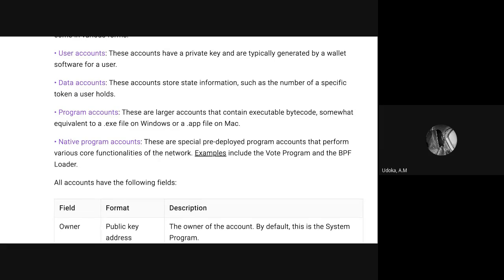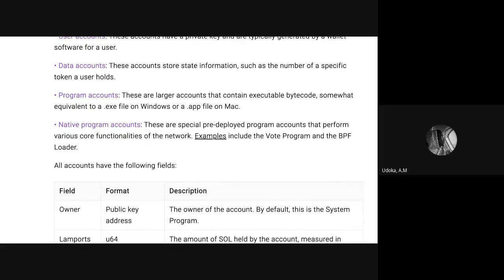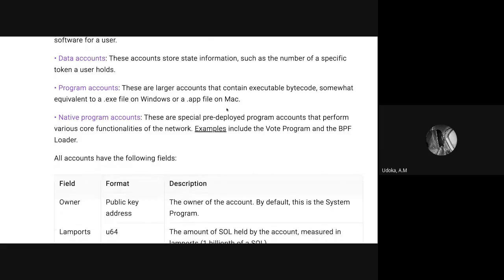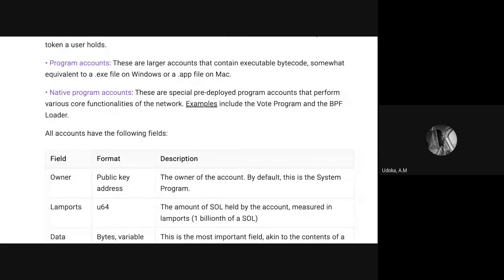All right. Program accounts, on the other hand, are larger accounts that contain executable bytecode, somewhat equivalent to a .exe file on Windows or a .app file on Mac. So when I said that if you're done building a product, or building an app, it's going to be bundled into a program account. And then we have native program accounts. Native program accounts are basically pre-deployed program accounts that perform various core functionalities on the network.